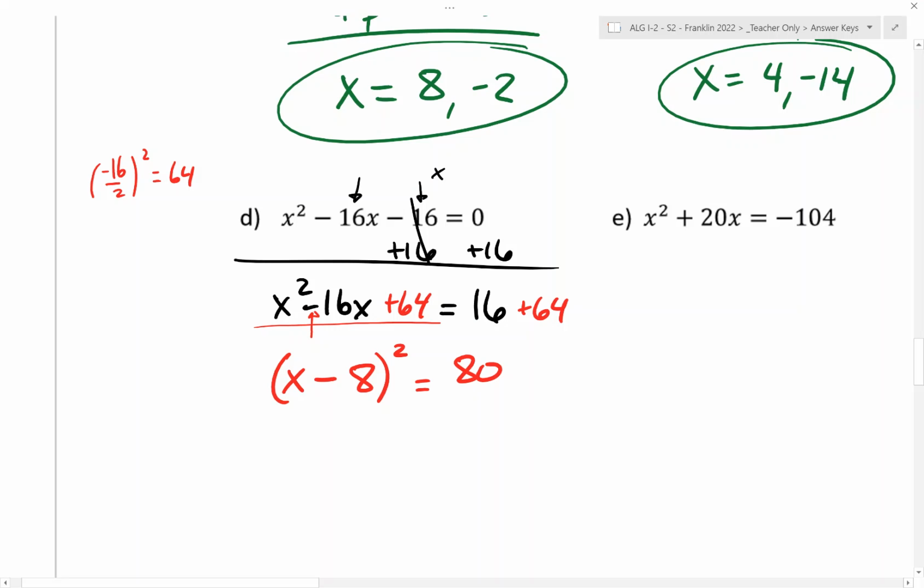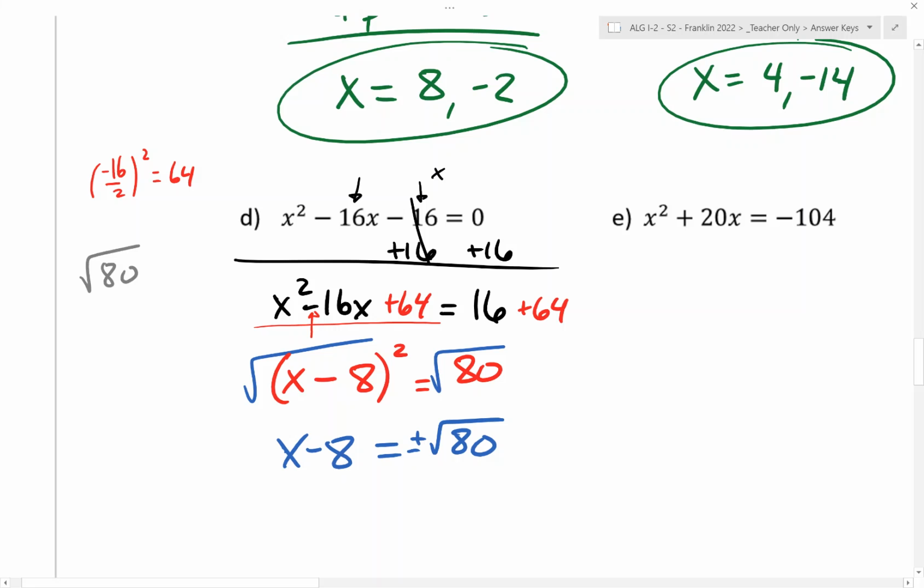And now we'll take the square root of both sides. So x minus 8 equals, now the positive and negative square root of 80, which we can simplify. Let's go ahead and do that. So the square root of 80 is the same thing as 16 times 5. And so 16 is the biggest perfect square factor of 80. The square root of 16 is 4. So this is 4 square root of 5.